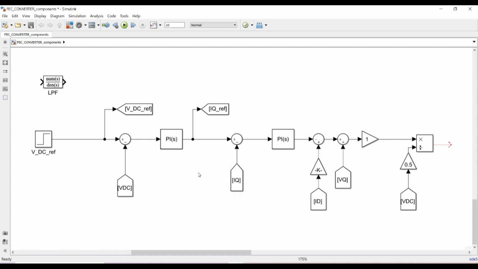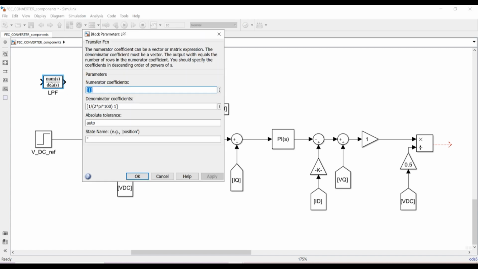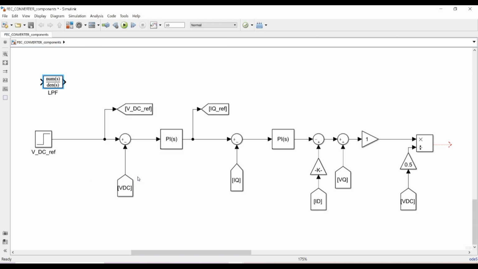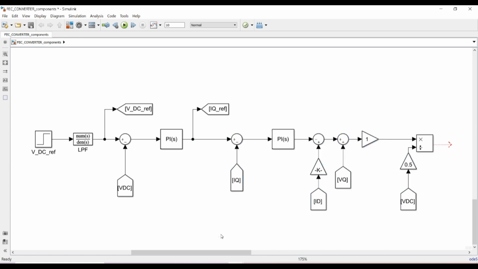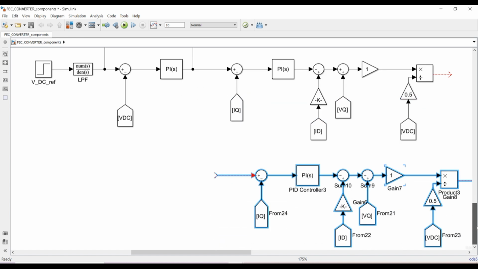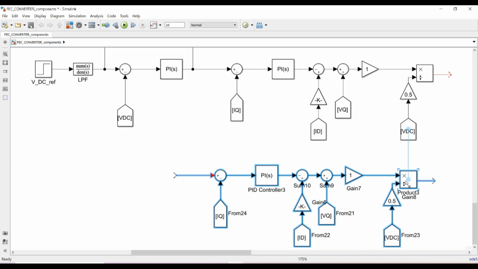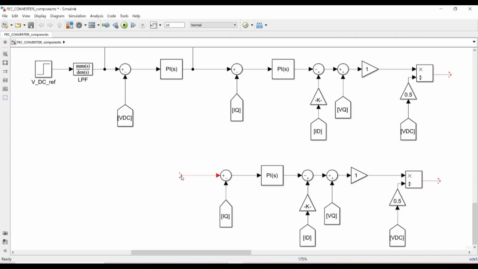Similarly, we will do the same thing for the IQ. One thing over here is that we will add a small LPF block with a 100 Hertz frequency in VDC, so that it ramps up very slowly. So we will make a copy from this part, and we will put it over here. So this one we will put a constant.